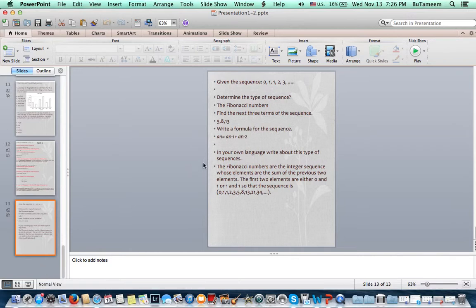If I want to describe that type of sequence, I'd say the numbers are an integer sequence whose elements are the sum of the previous 2 elements. The first 2 elements are either 0 and 1 or 1 and 1, so that the sequence is 0, 1, 1, 2, 3, 5, 8, 13, 21, and 34.